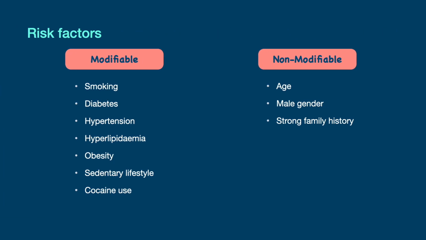Risk factors for ischemic heart diseases are well classified into modifiable and non-modifiable risk factors. Modifiable risk factors are smoking, non-communicable diseases such as diabetes, hypertension, hyperlipidemia, obesity, sedentary lifestyle, and cocaine use. Non-modifiable risk factors include age, male gender, and having a family history of ischemic heart disease. Myocardial infarction in a first-degree relative who is 55 years and younger poses an important cardiovascular risk factor.